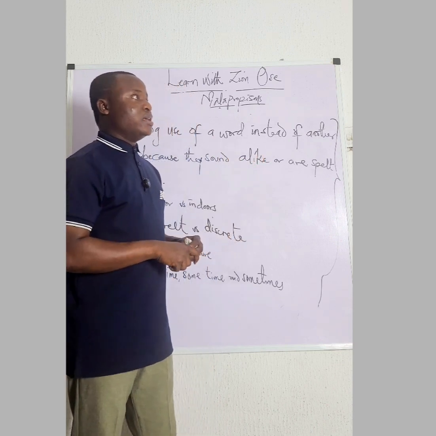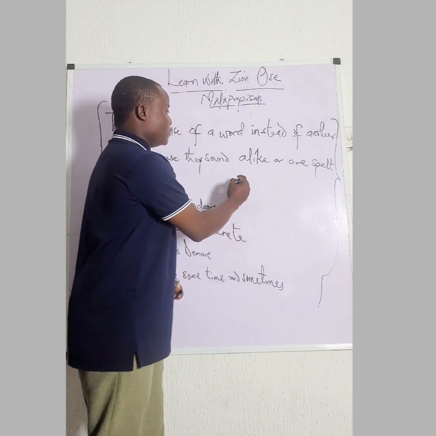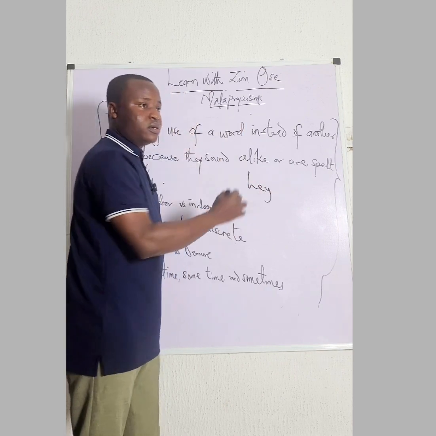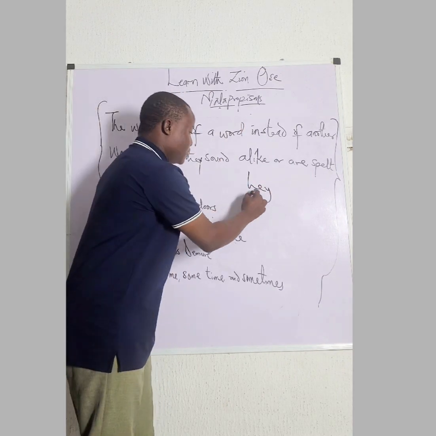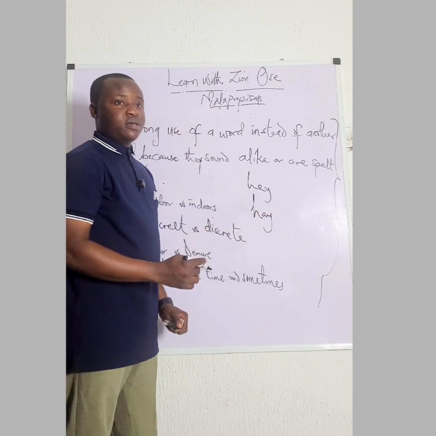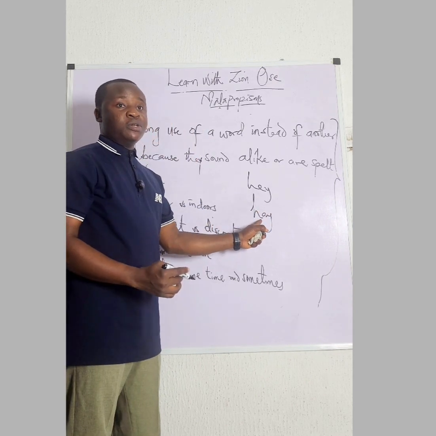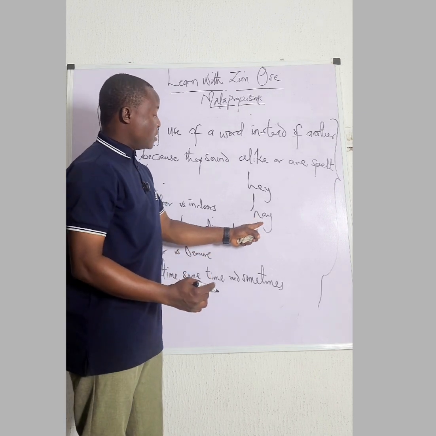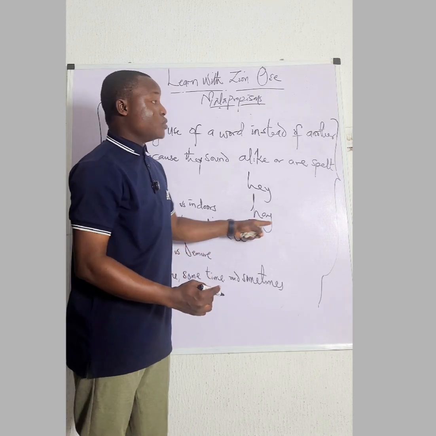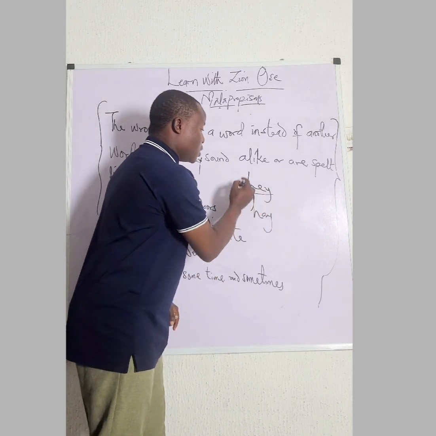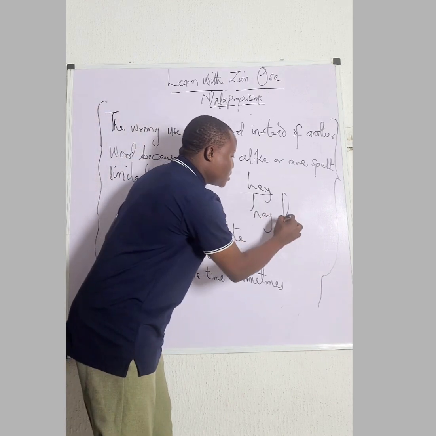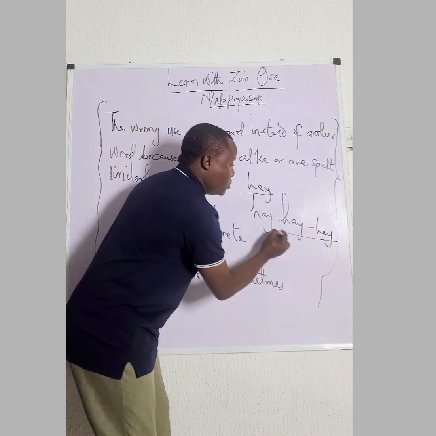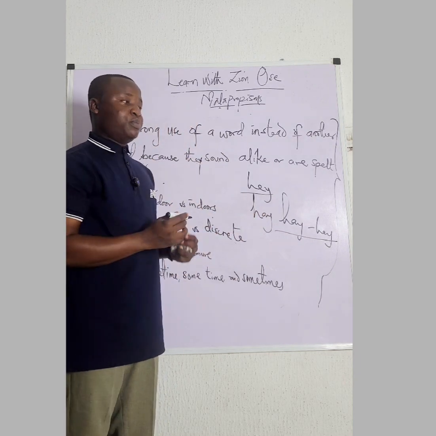For instance, I want to say "hey," and then there is another word which is "hay." This one is the one you have when you say "make hay while the sun shines," or "to hit the hay," and "hey" is used to call attention. So when I use "hay" instead of "hey," I have committed what they call malapropism.